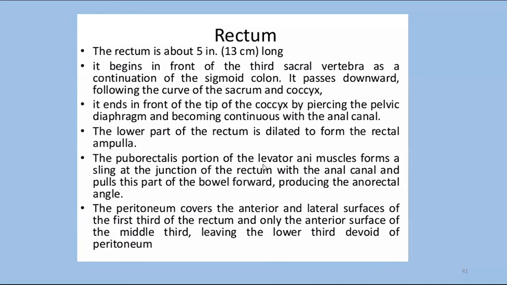the anal canal. The lower part of the rectum is dilated to form the rectal ampulla, and the puborectalis portion of the levator ani muscles forms a sling at the junction of the rectum with the anal canal. Peritoneum covers the anterior and lateral surface of the upper third of the rectum, but only the anterior surface of the middle third. Now, the distal third of the rectum is devoid of peritoneum.